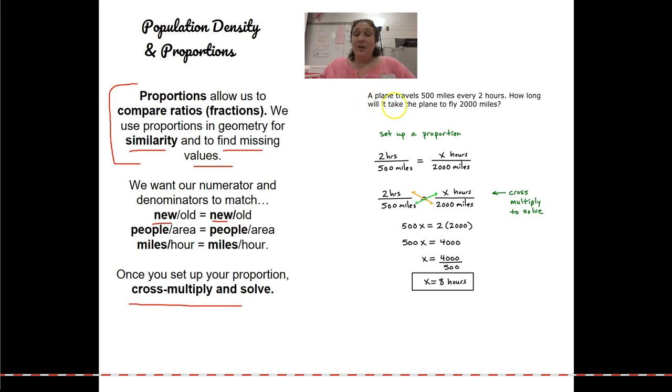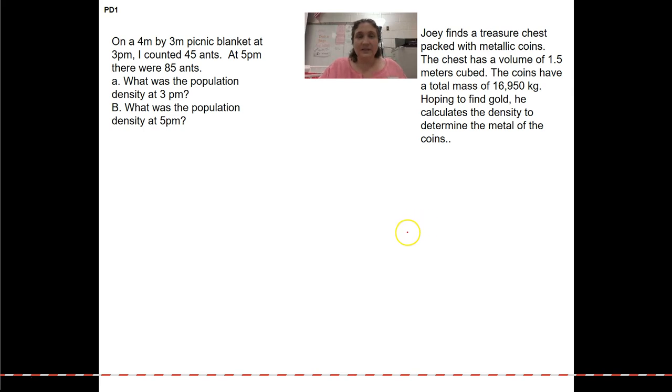So here's an example. A plane travels 500 miles every 2 hours. So in this case, they put the hours on top. It doesn't matter as long as you're consistent. So they put 2 hours on top, 500 miles on the bottom. How long will it take for the plane to fly 2,000 miles? Well, again, we have to match it up. Miles on the bottom, hours on the top, hours on the top. Then all they did was cross multiply, got the answer. Let's take a look at a question.